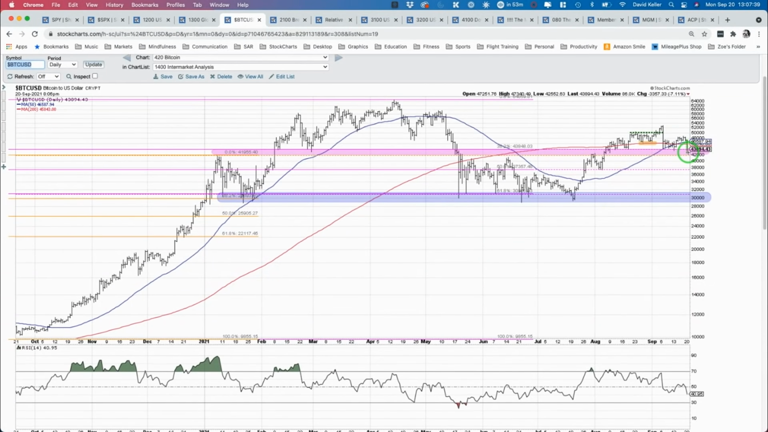Now we're once again testing this pink shaded area, and this has been a pretty important area. This 42 to 44,000 has served as resistance. It's served as support. It's a Fibonacci level. It's price support and resistance, a pretty key one. And now we're back in that range. So I think that thesis remains the same. Remaining above that, or holding that, would be key.